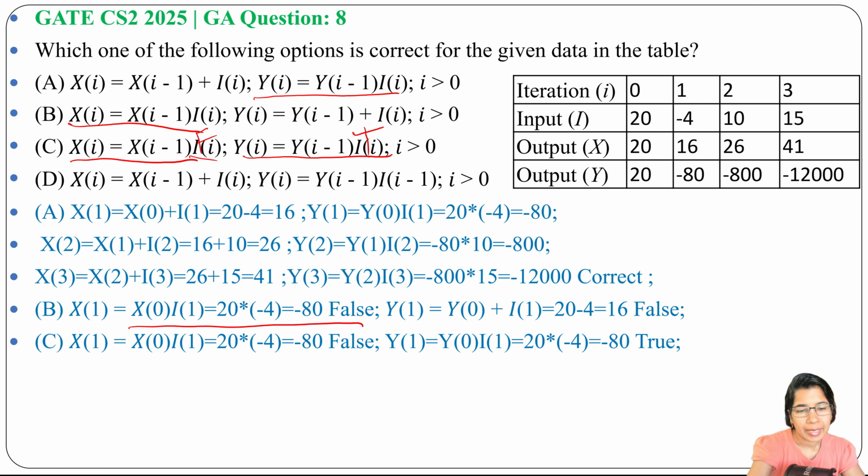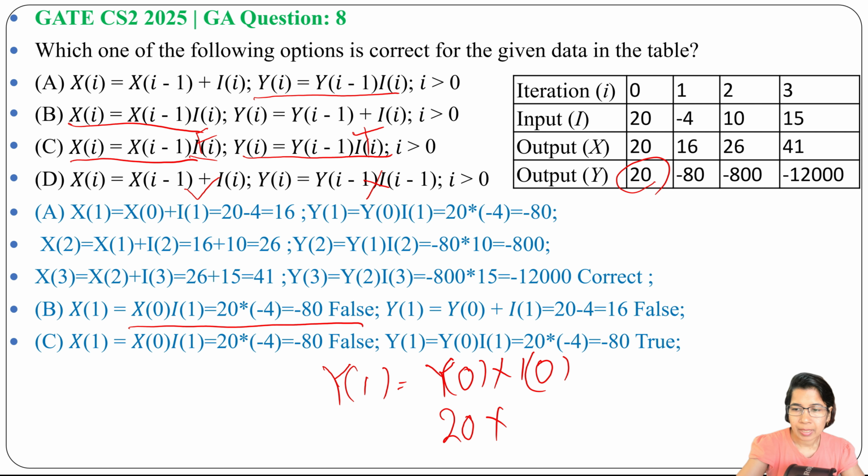Next option D, x of I equals x of I minus 1 plus I of I. This one is true. We already checked in option A. Then y of I equals y of I minus 1 times I of I minus 1. This is false. Let me check. Y of 1 equals y of 0 multiplied by I of 0. So y of 0 equals 20, multiplied by I of 0, that is 20. 20 multiplied by 20, it's 400.